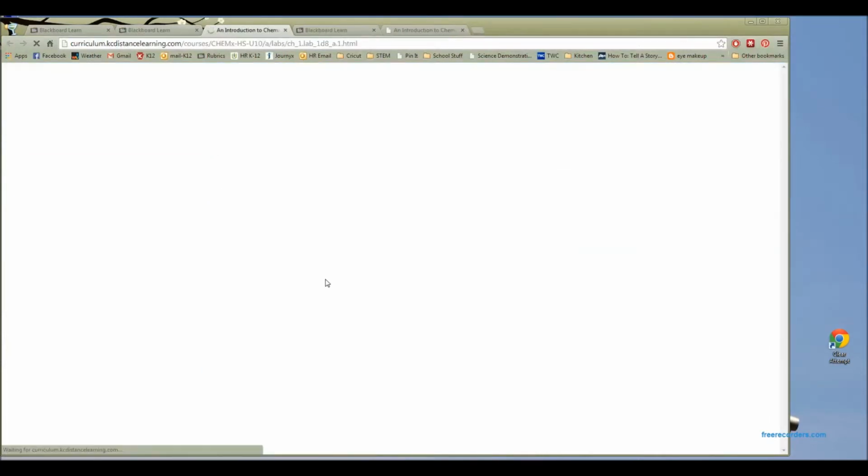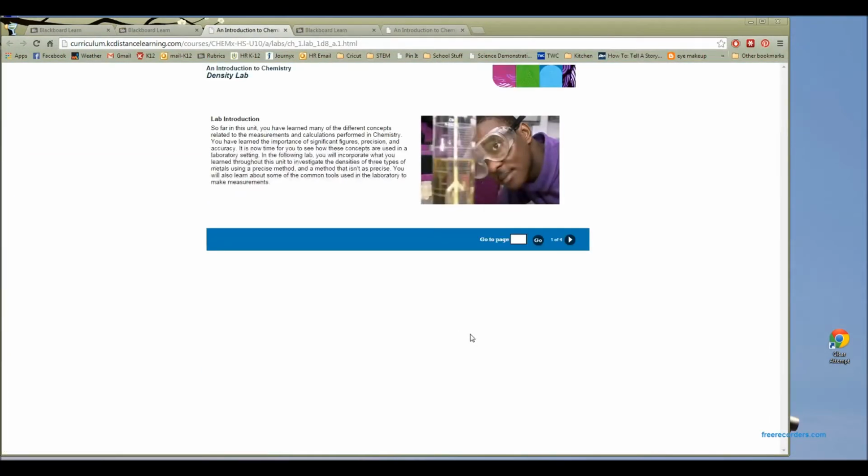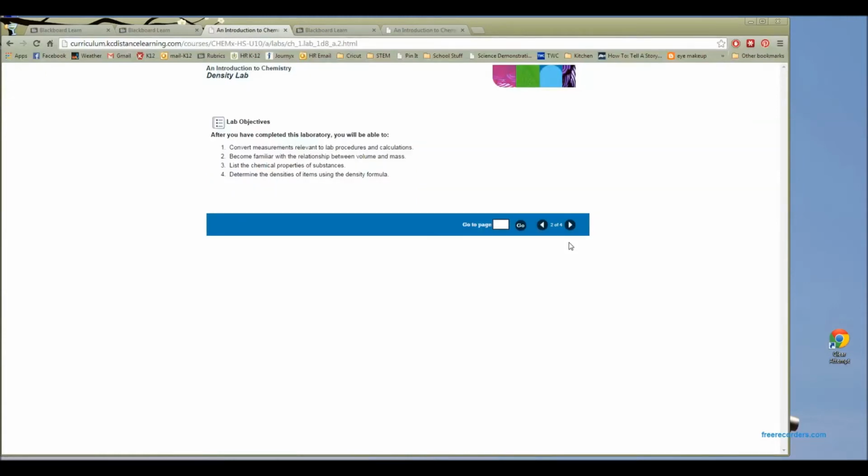I'm going to enter my virtual lab. My objectives. I should be able to convert measurements relevant to my lab procedures, and calculations may also require some conversions, and I will flag some of those for you. You will become familiar with the relationship between volume and mass. You will be able to list the chemical properties of a substance, and you will be able to determine the densities of items using the density formula.